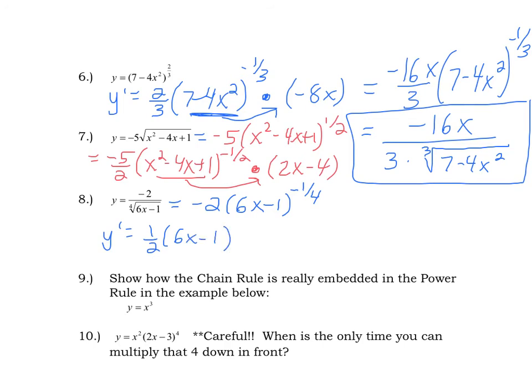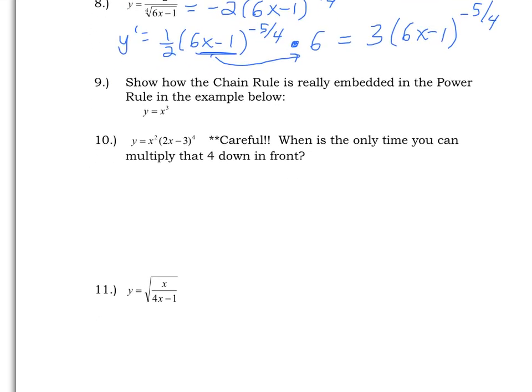Subtract 1 to negative 1/4. It's the same as subtracting 4 over 4, so now you're at negative 5 over 4. And we're chaining along the derivative of the inside, which would be 6. Multiply 6 and 1/2 together, you have 3. And then 6x minus 1 to the negative 5 over 4. We'll leave our answer at that. Alright, we're going to jump down here to example number 10.